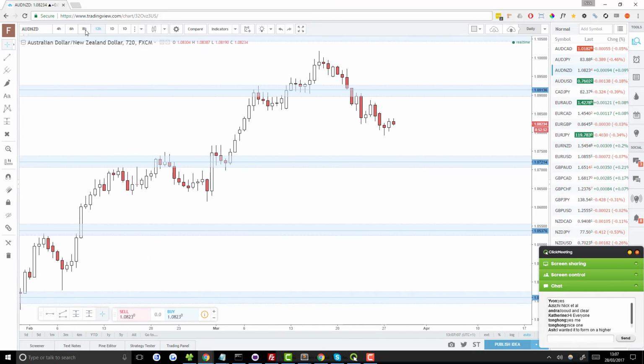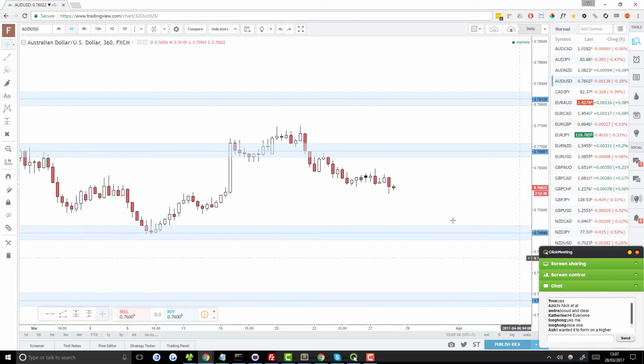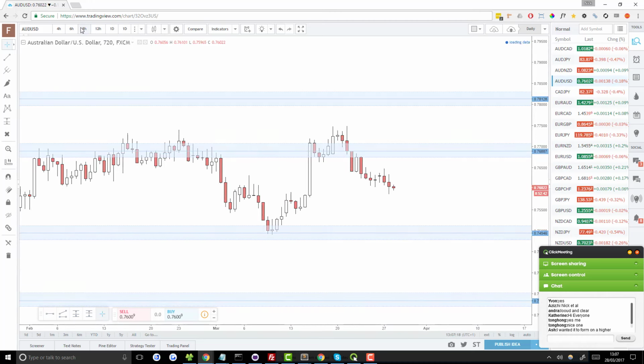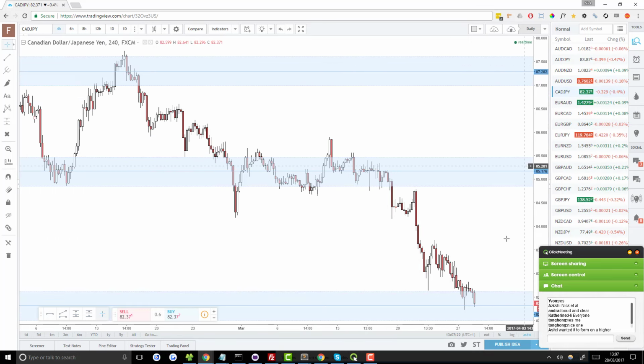AUD New Zealand, let's see what's going on here. It's in between two support resistance areas. You can't really get much out of that. AUD USD is also in between two support resistance areas. Yeah, nothing much happening. CADJPY.